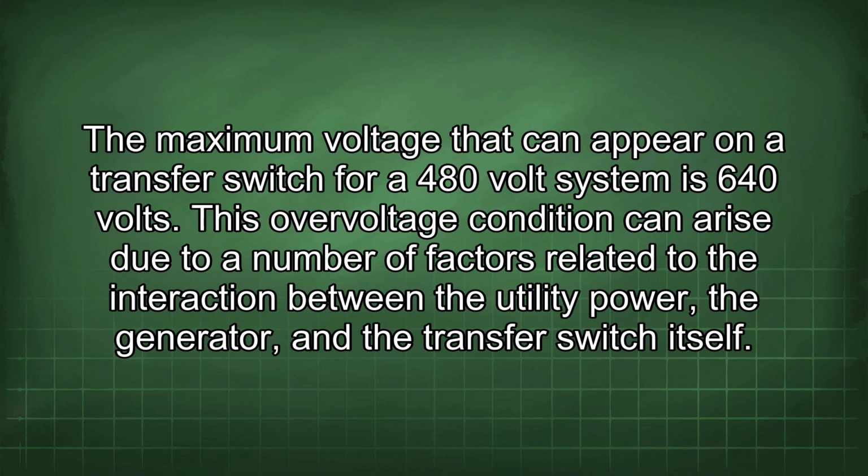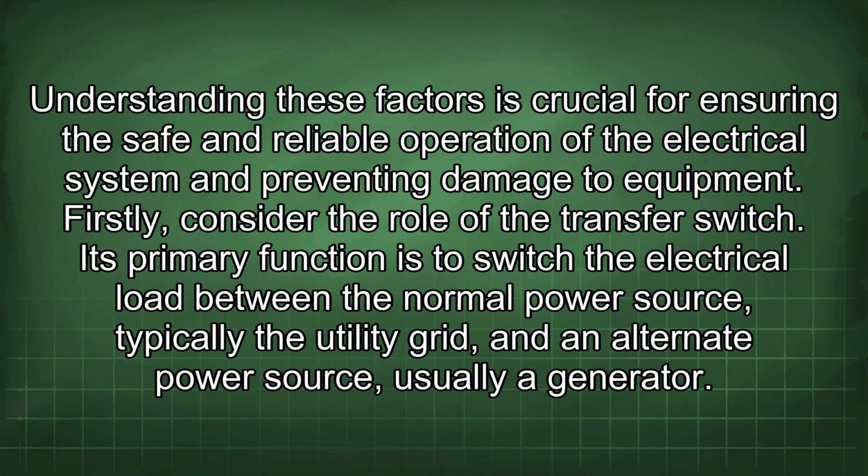Maximum voltage that can appear on a transfer switch for a 480 volt system is 640 volts. This overvoltage condition can arise due to a number of factors related to the interaction between the utility power, the generator, and the transfer switch itself. Understanding these factors is crucial for ensuring the safe and reliable operation of the electrical system and preventing damage to equipment. Firstly, consider the role of the transfer switch.